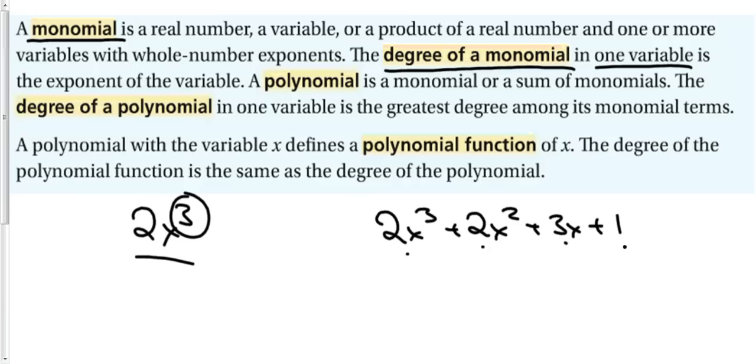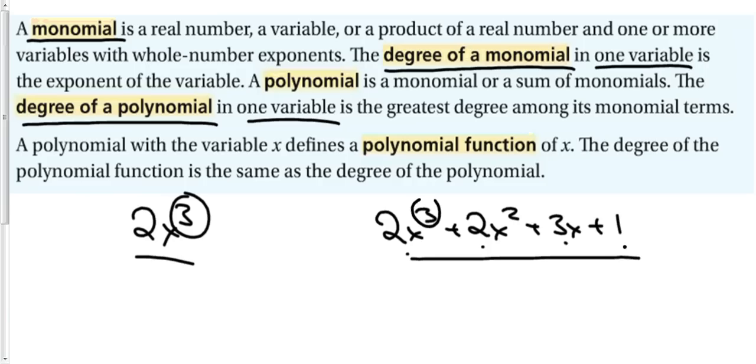Now, the degree of a polynomial in one variable is the greatest degree among its monomial terms. So the degree of this polynomial is 3. We don't have to worry about these other exponents. All we have to do is look at the largest exponent, the term with the biggest exponent.